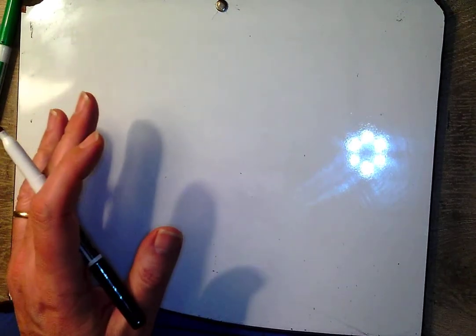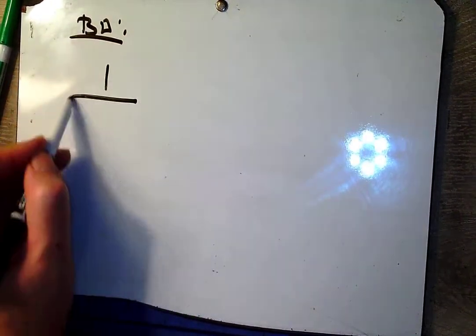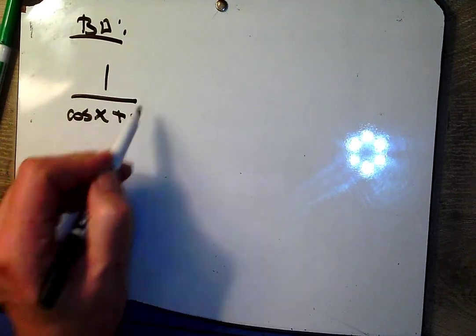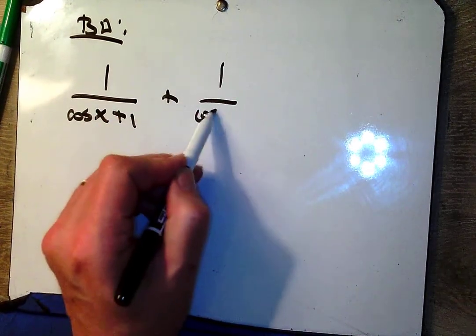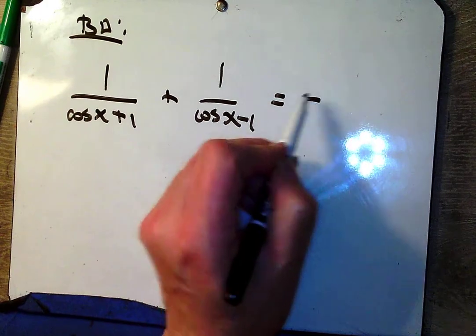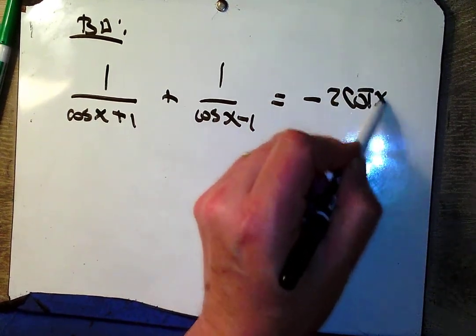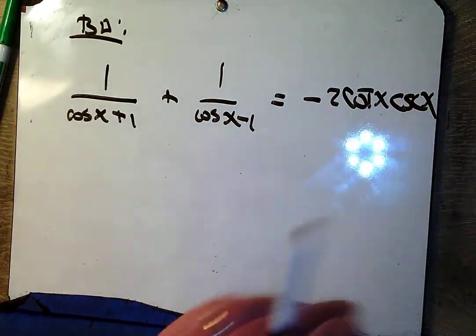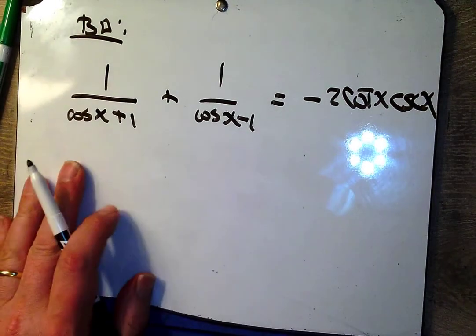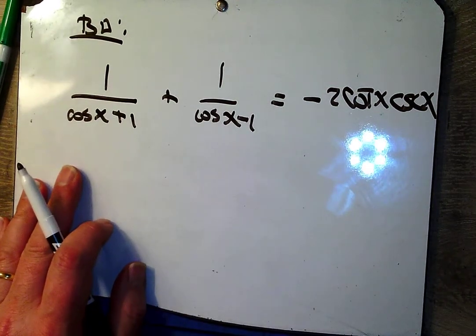Hey, so I thought we could do a little review for your assessment on working with identities. Okay, so how about this one? Start with this one as better work. 1 over cosine x plus 1 plus 1 over cosine x minus 1 equals negative 2 cotangent x cosecant x. Take a moment to go through that.